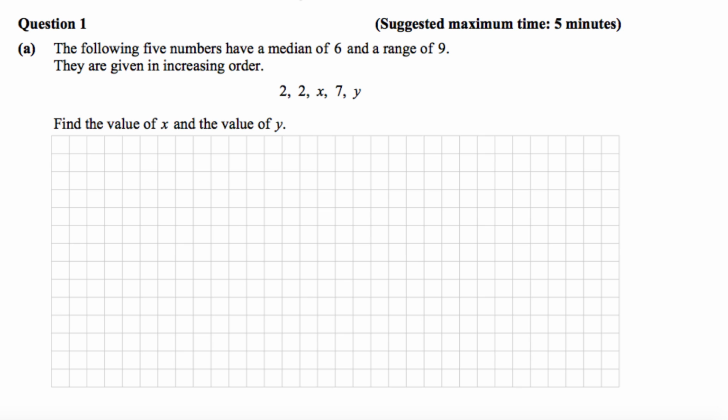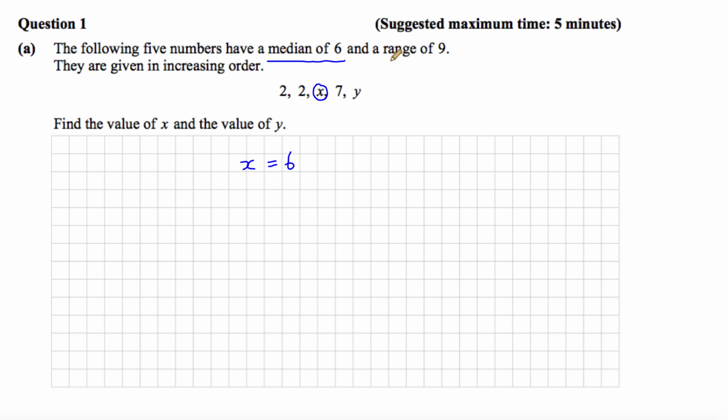Okay, well, if we know that it has a median of 6, that means the middle number is 6. Now, they're already in order, so we know that this middle number, which in our case is x, is in the middle, it's got 2 to the left and 2 to the right, well that must be 6. So x must be 6.